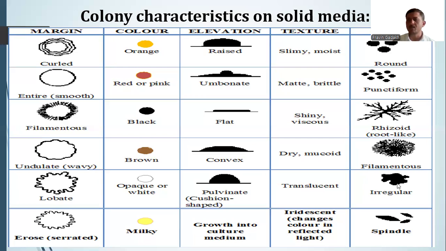These are nothing but the irregular shape, as it shows. So they are irregular as counted, and these are nothing but the spindle shape of colony. So on that basis, we can prepare a table and we can report the colony characteristics of that organism on a solid media.